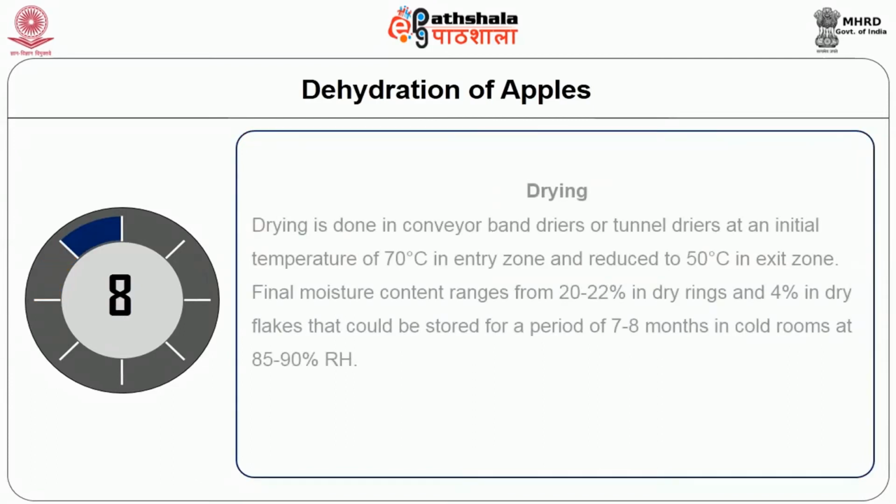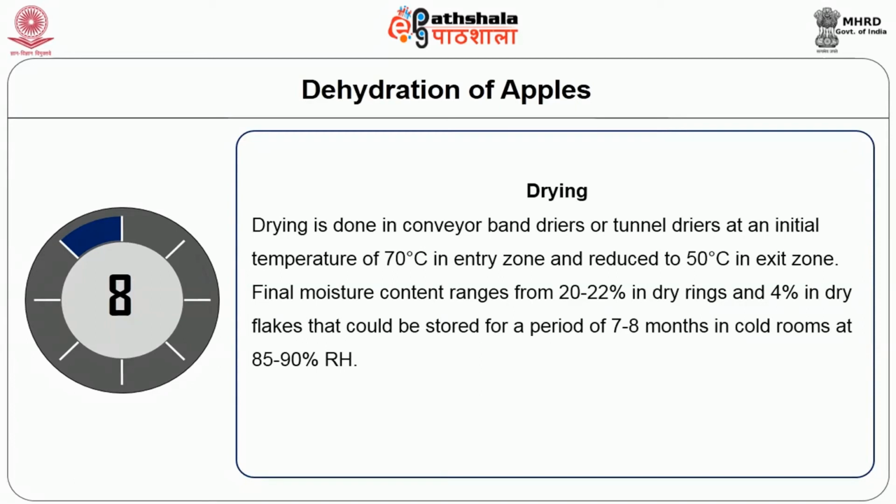The final step is drying, which is done in conveyor band dryers or tunnel dryers at an initial temperature of 70 degrees Celsius in the entry zone, which is reduced to 50 degrees Celsius in the exit zone. Final moisture content ranges from 20 to 22% in dry rings and 4% in dry flakes, which could be stored for a period of 7 to 8 months in cold rooms at 85 to 90% relative humidity.